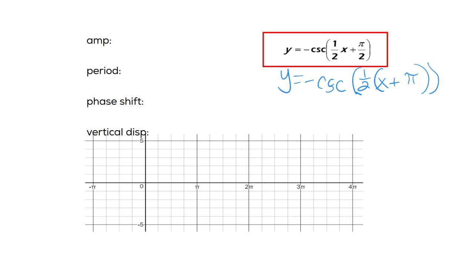No vertical displacement to worry about. Amplitude. Not applicable. It will reflect, but still no stretching. Period. All right, the period is going to be the parent period, which is back to 2 pi. The tangents are pi. Everything else is 2 pi over b, which is 1/2. Dividing by 1/2 is the same as multiplying by 2. I end up with 4 pi.